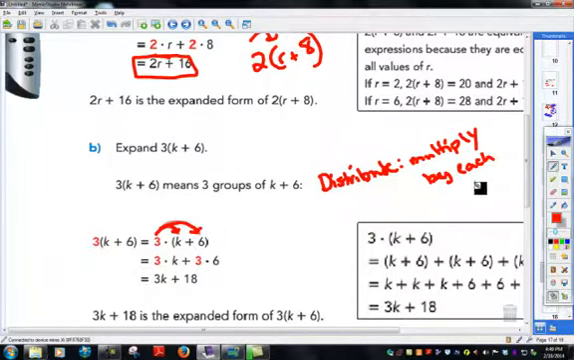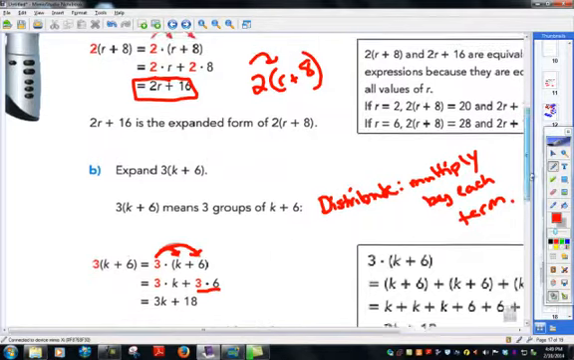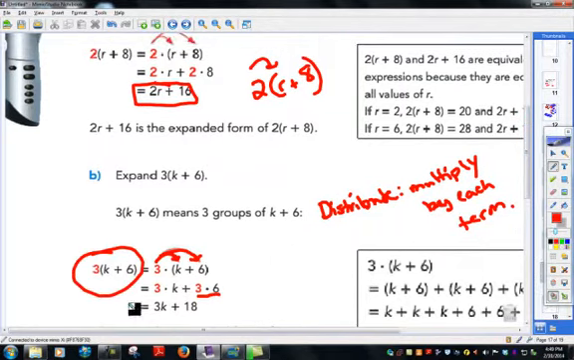Okay? You should know that word term. We've been working with that forever this chapter. You just multiply it by each term. So 3 times k is simply 3k. 3 times 6 is 18. So that is what expanding means. You're taking this and you're expanding it into this. Okay?